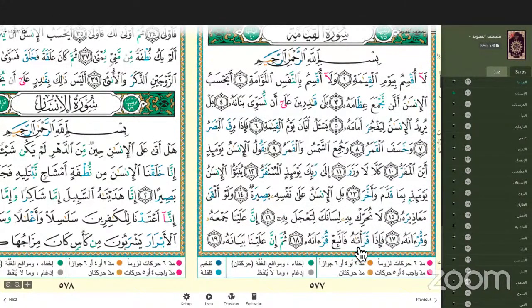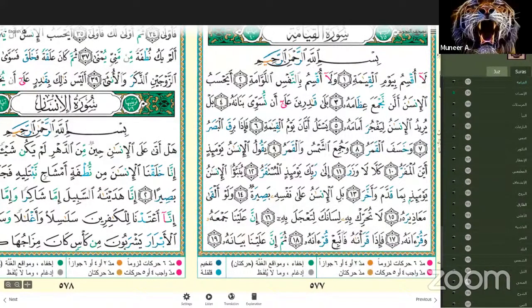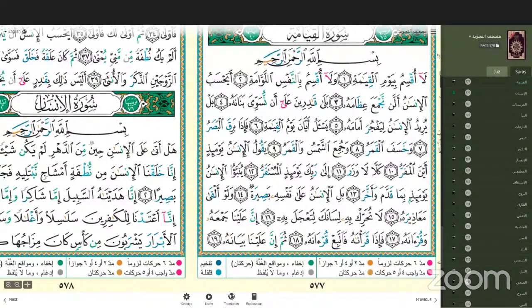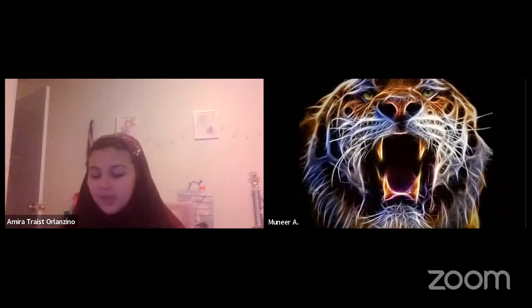One more ayah, one more ayah. One more. This is small, tiny. Come on. Give up? Okay. All right. Go ahead, Amira. أعوذ بالله من الشيطان الرجيم.